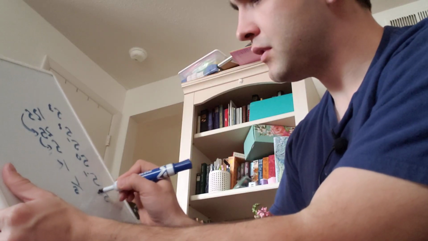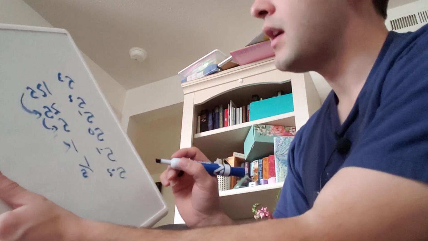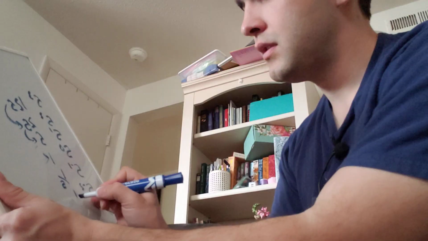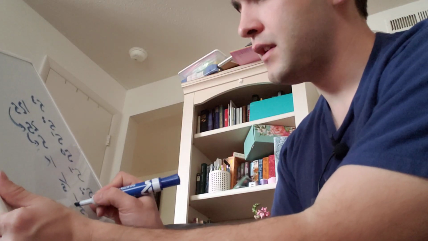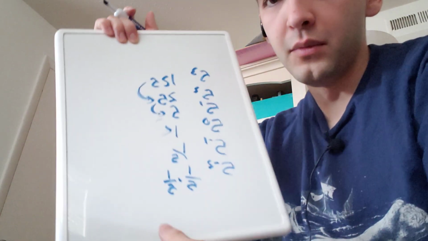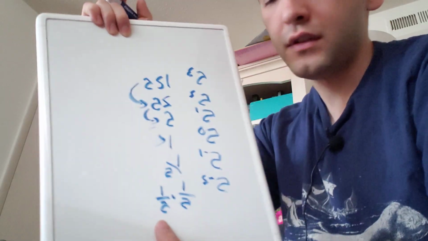Similarly, we can do 5 to the negative 2 and divide by 5 again. And that's going to equal 1/5 times 1/5. Because remember, multiplying by 1/5 is the same as dividing by 5.